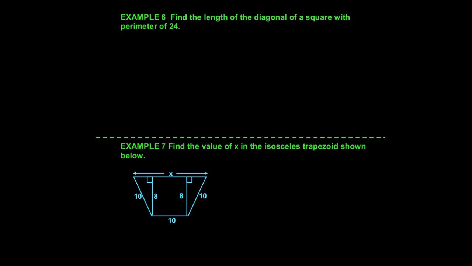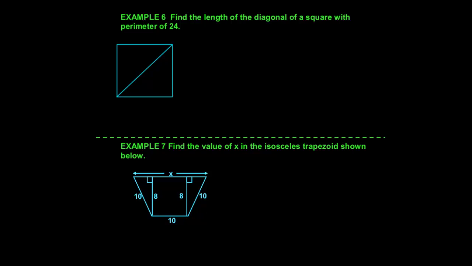Alright, so let's go ahead and take the last page of our notes real quickly. Example 6: find the length of a diagonal of a square with a perimeter of 24. So quickly, let's sketch ourselves a square, and a diagonal, since that's what we're going to be after. There's a diagonal of a square.